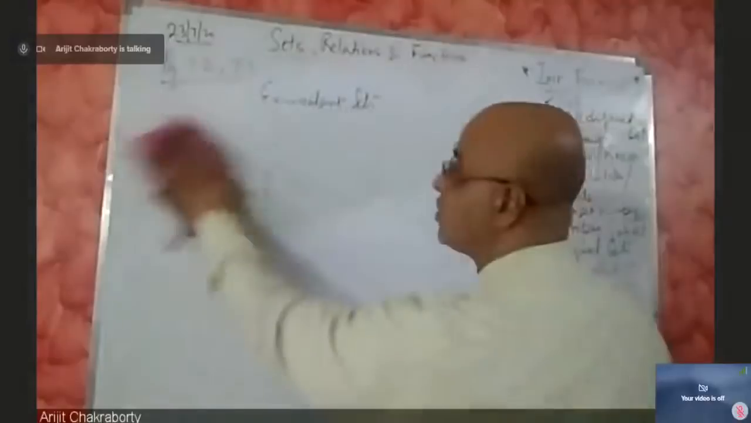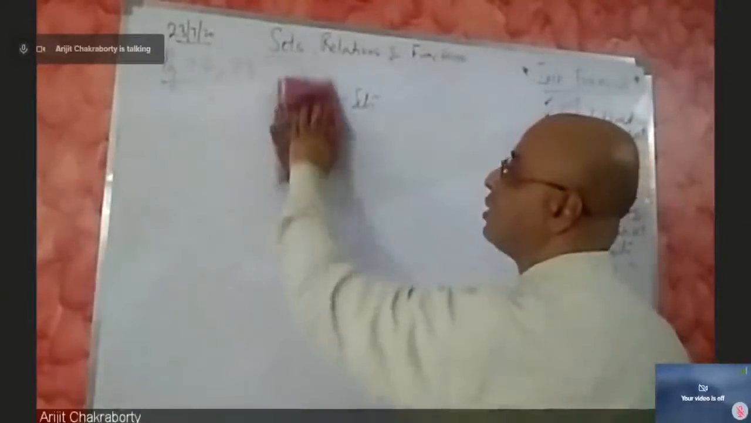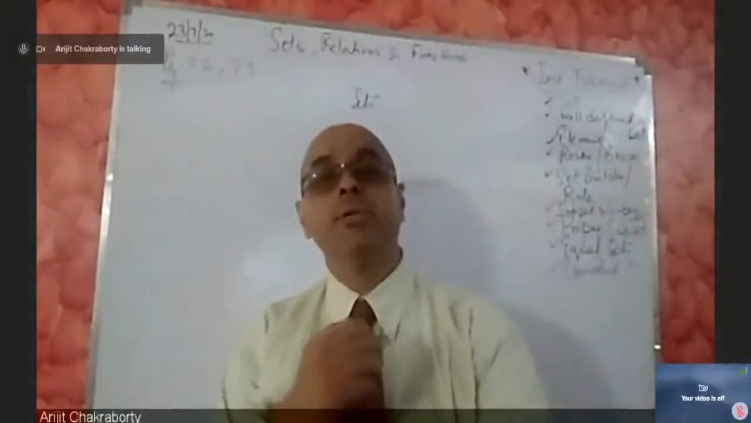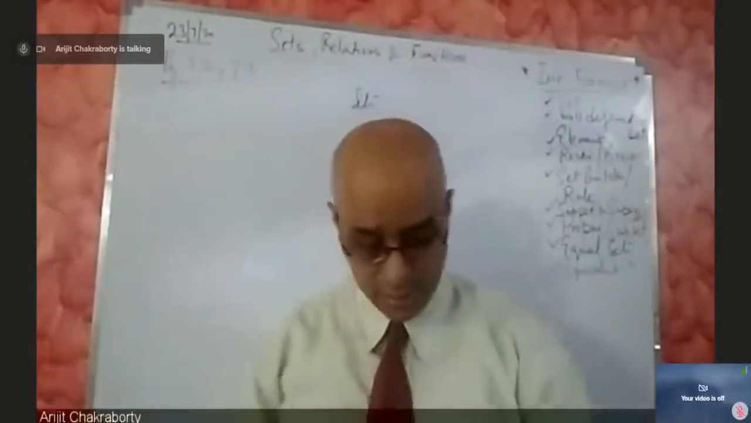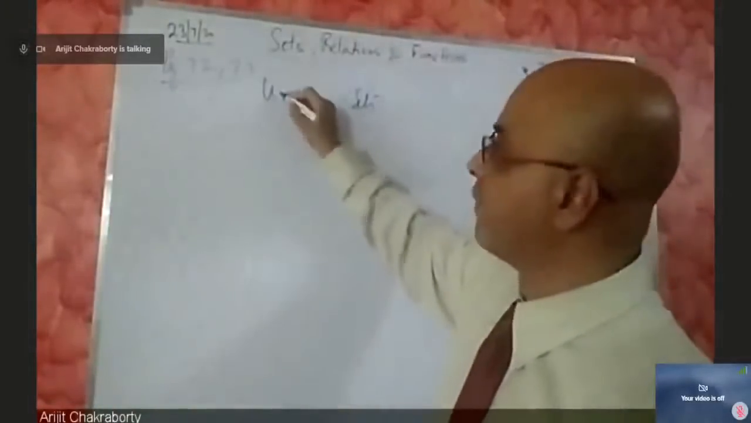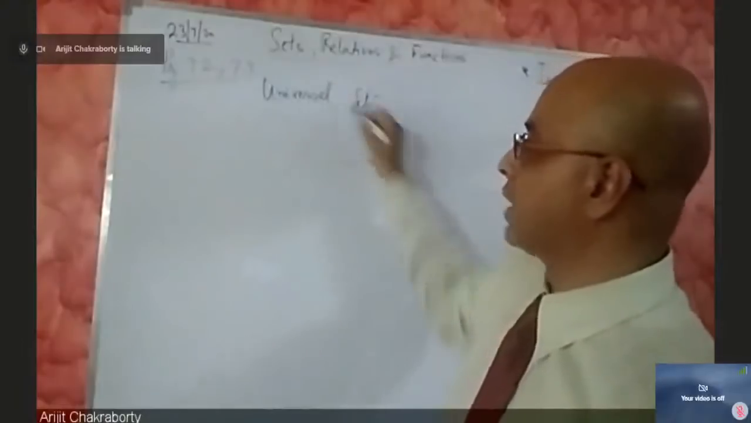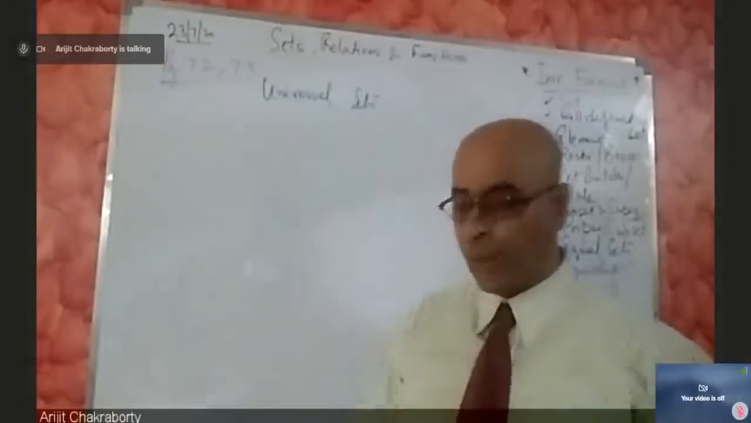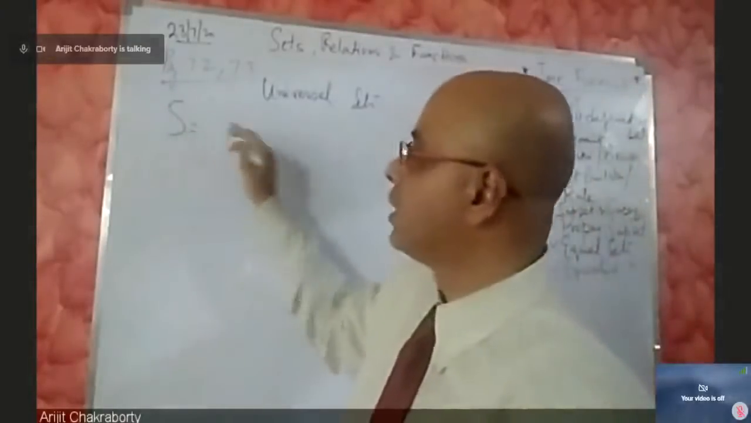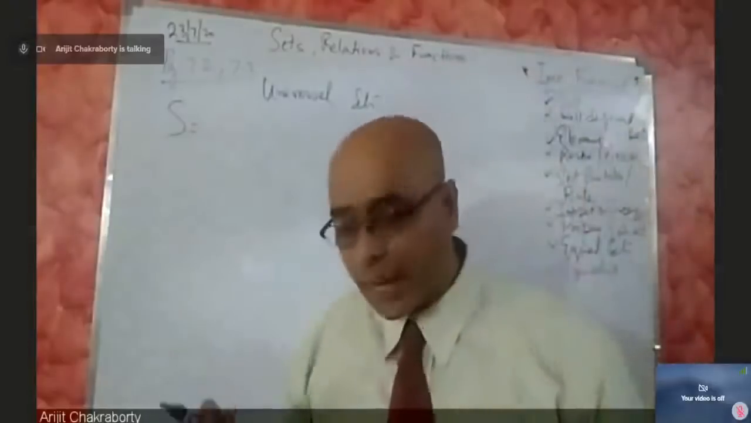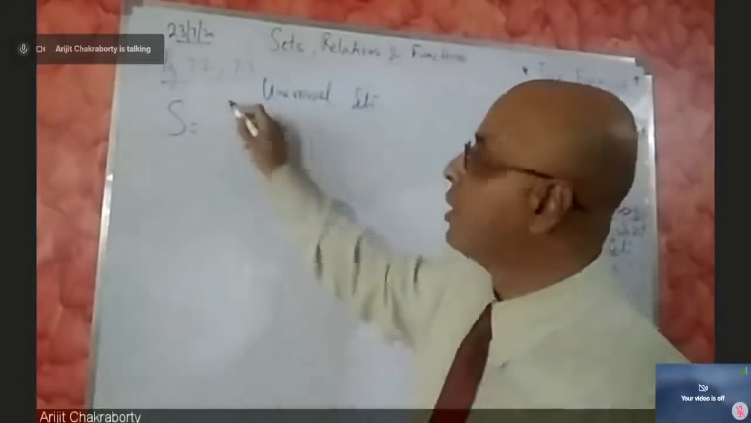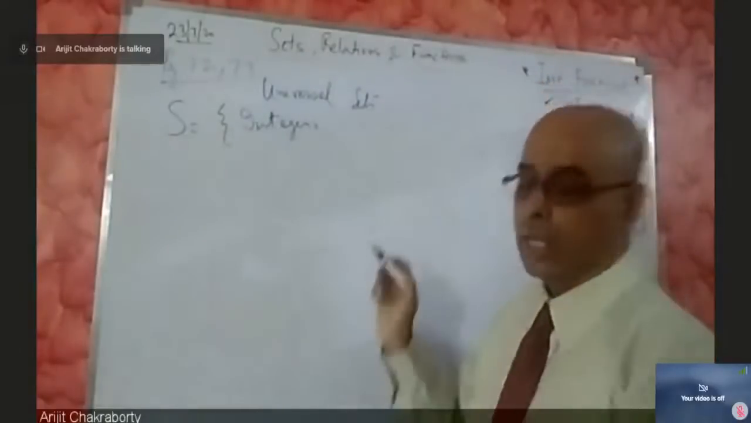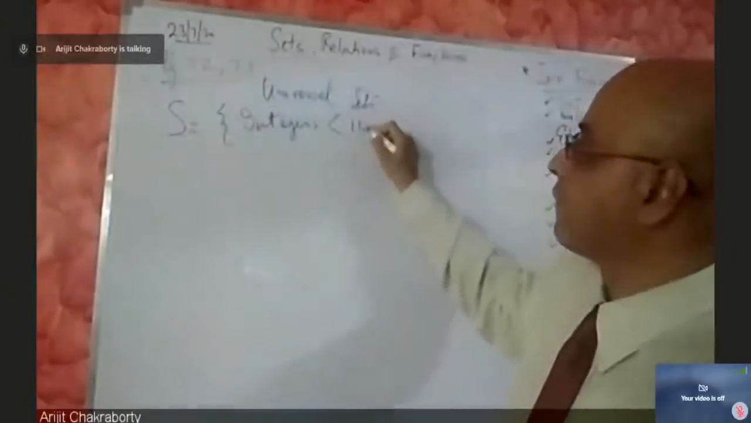Now we go to the next definition or the next concept, which is called universal set. Universal set. So what is a universal set? Now, say I write a set such that the set will comprise integers which are less than 10.